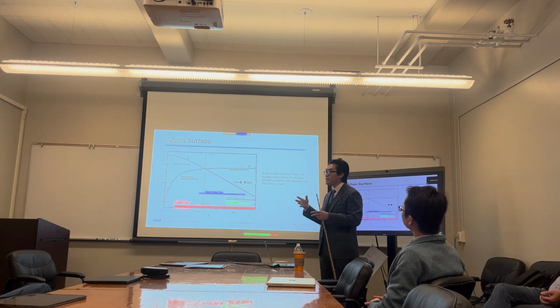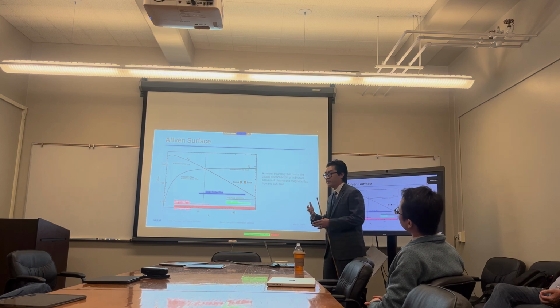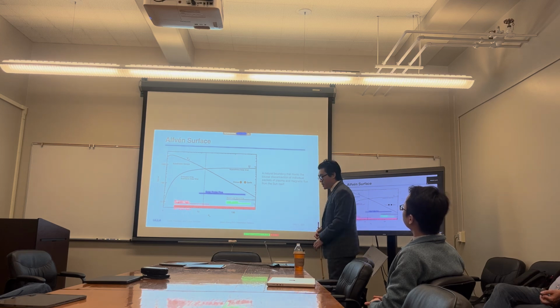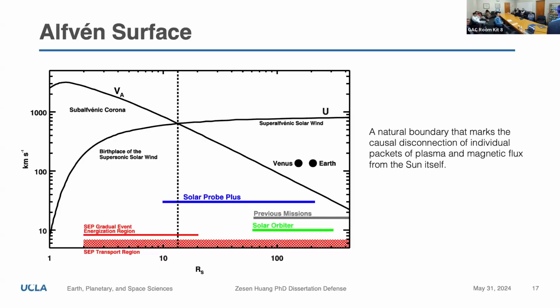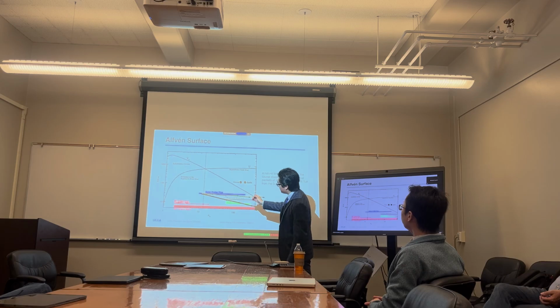So below that, information can propagate both ways and reach back to the corona, but above that, information can only propagate outwards. That's how the boundary is defined. The Solar Probe mission is designed to touch down into the outer boundary of the solar atmosphere. And as of now, it's pretty much here.